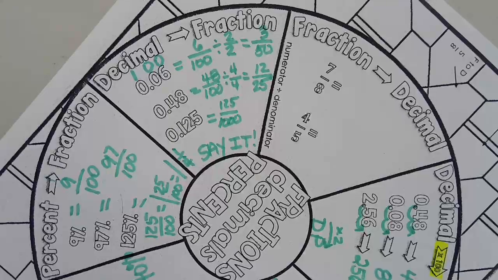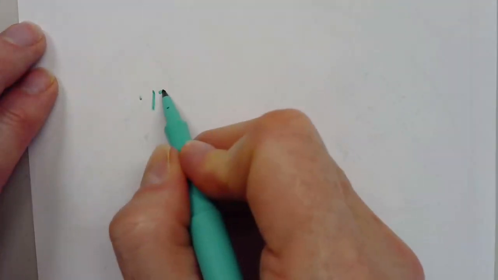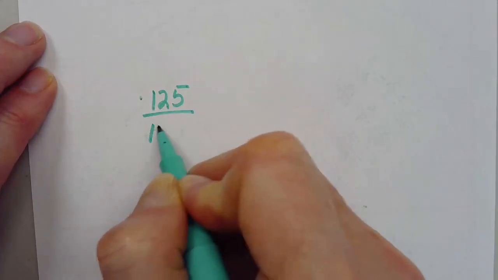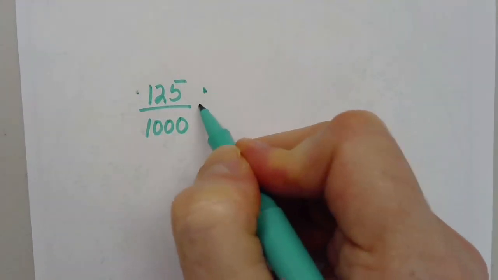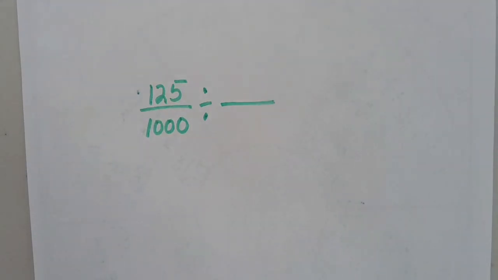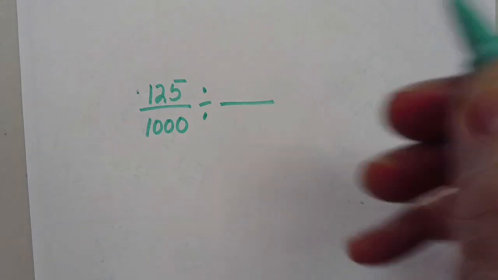Turn over your paper. So I have 125 over 1,000. Okay? What number can I divide into both? Think of a number I can do for both. 5. That works, but think higher. 125.